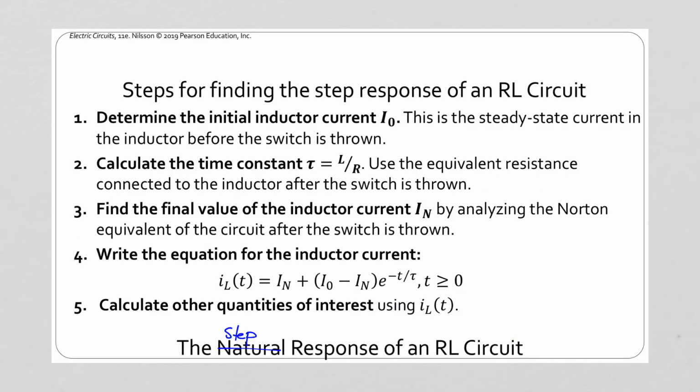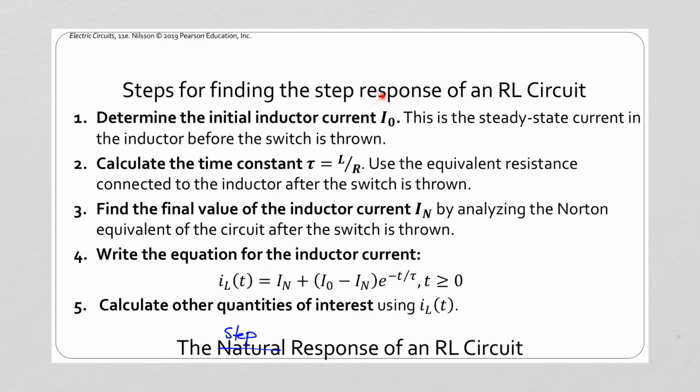So to recap, if you want to find the step response of an RL circuit, you need to determine the initial inductor current. This is going to be coming from whatever circuit the inductor is connected to at the very beginning. Then you throw the switch. You want to look at the new circuit with the switch in its new position. You'll find the Norton equivalent circuit connected to the inductor in that new circuit, and then the time constant will be L over R, where that'll be your Norton equivalent resistance. The final value of the inductor current is going to be the Norton source current that you have, because the inductor is just directly connected to that source current.